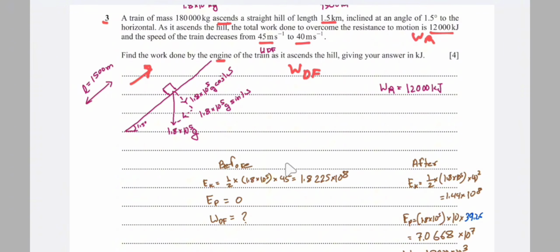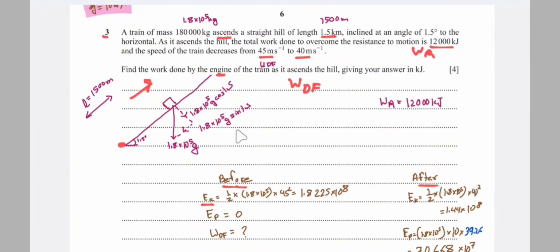So we can use the before and after. Before, that means at the bottom point, what is the kinetic energy? Kinetic energy is equal to half m, that is the mass, and v square. So half mv square is the initial kinetic energy, and then the initial gravitational potential energy. Since it is at the bottom point, the vertical height is 0, and gravitational potential energy is equal to mass into gravitational force into height, so the gravitational potential energy is 0. And we need to find the work done by the driving force.